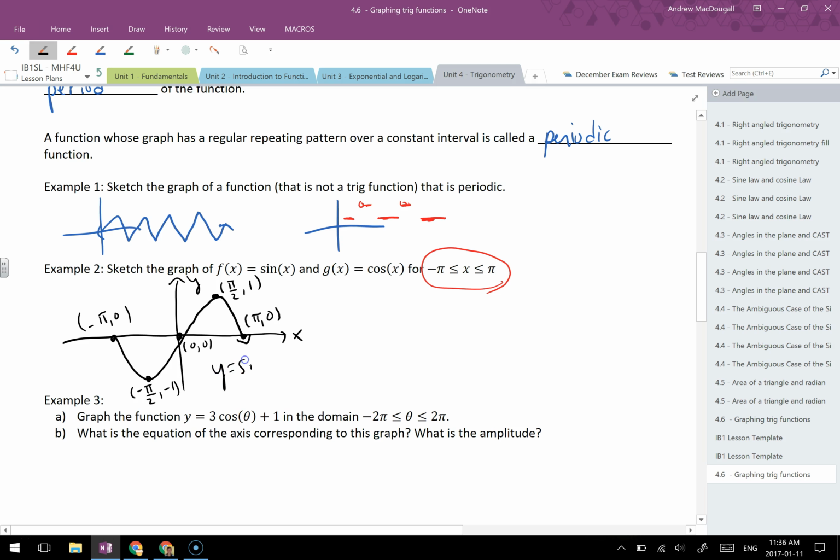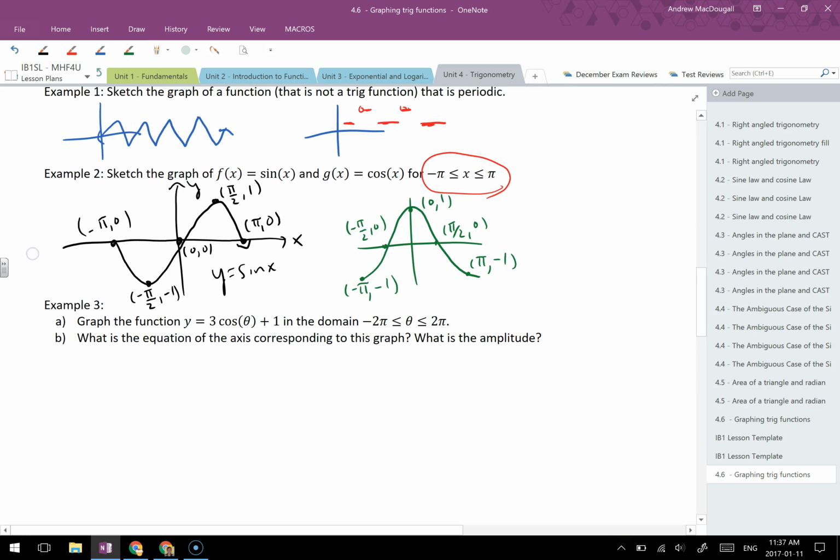So this is y equals sine of x, cosine of x, same idea. Its shape is going to look the same, but we are now in radians. Beautiful. Okay, so let's look at the next example.